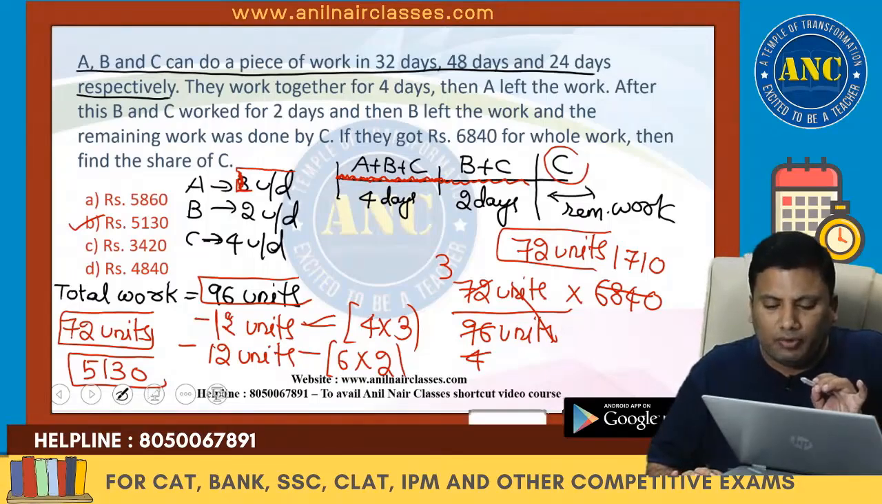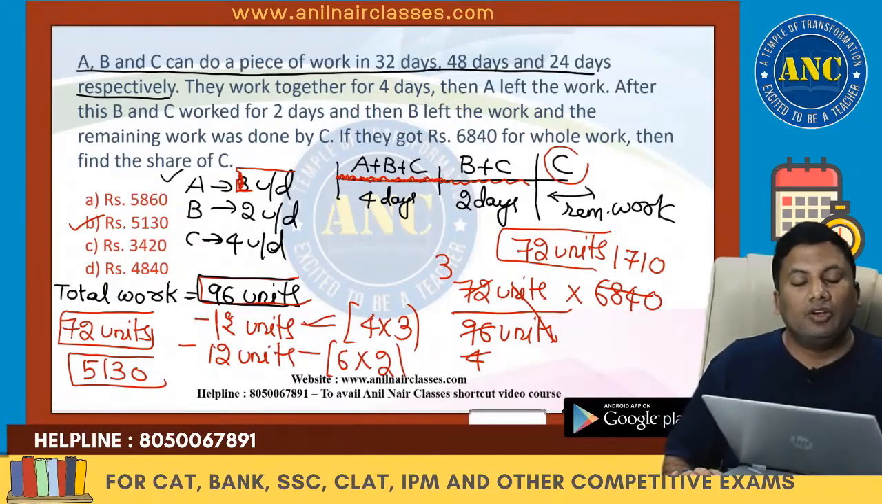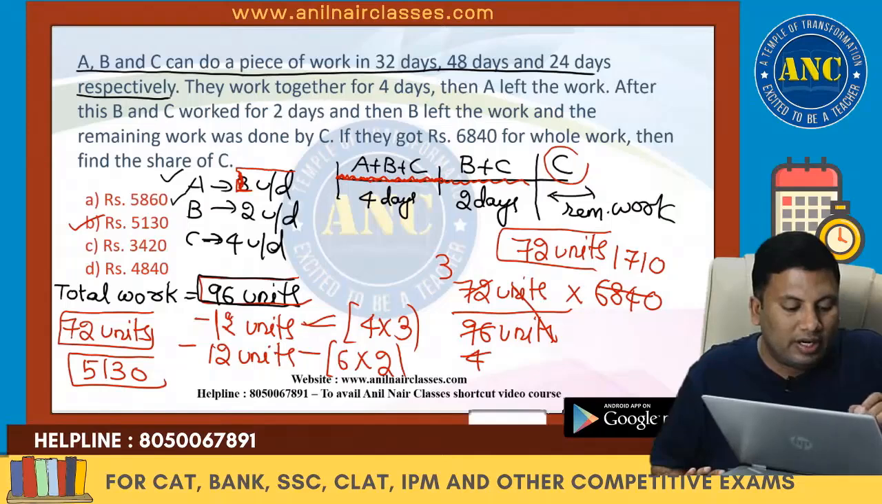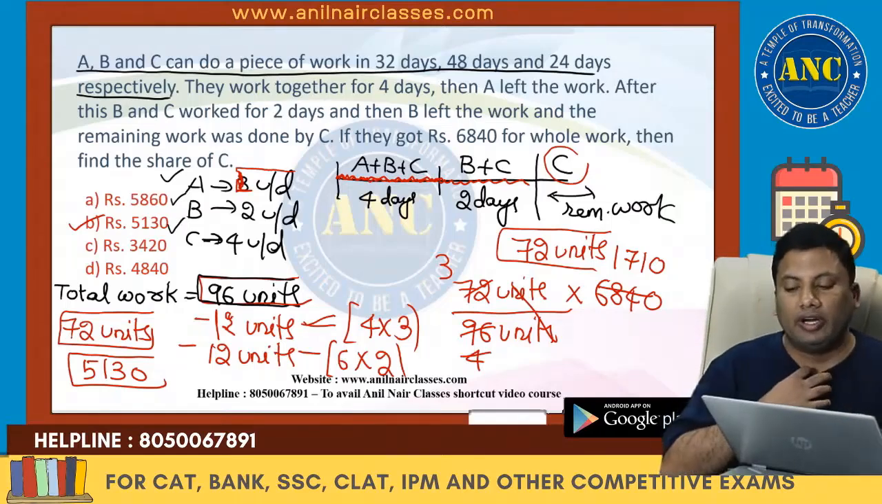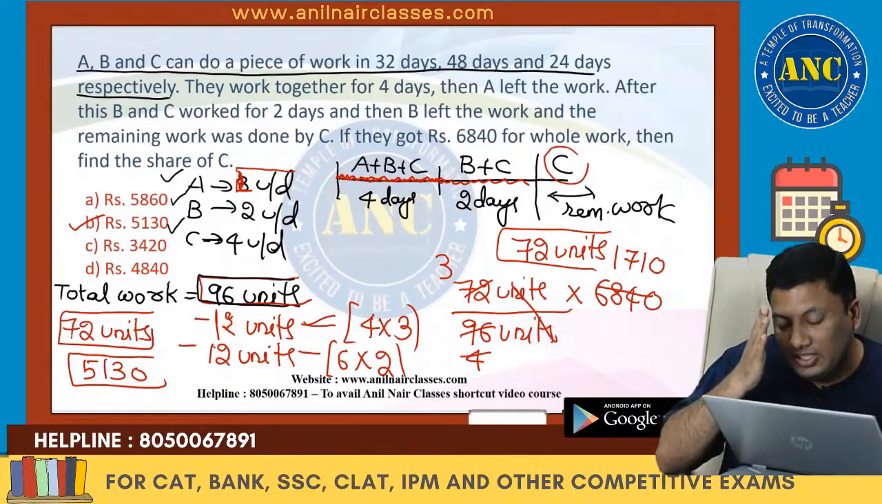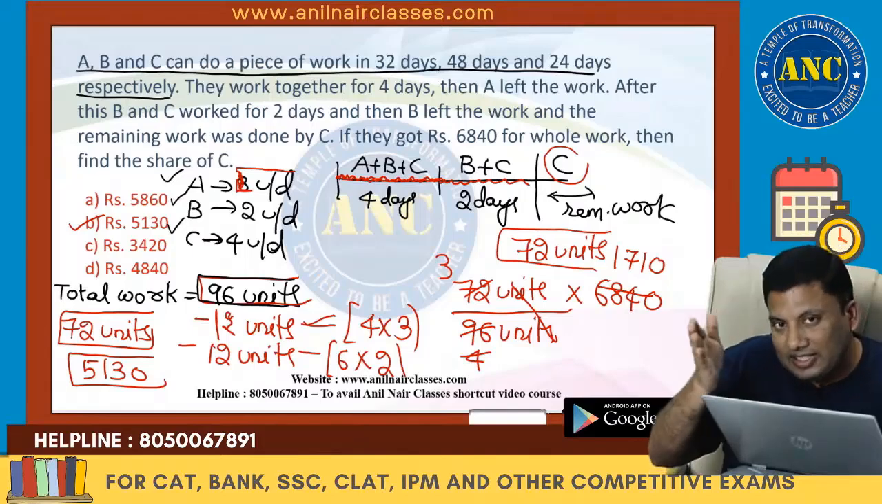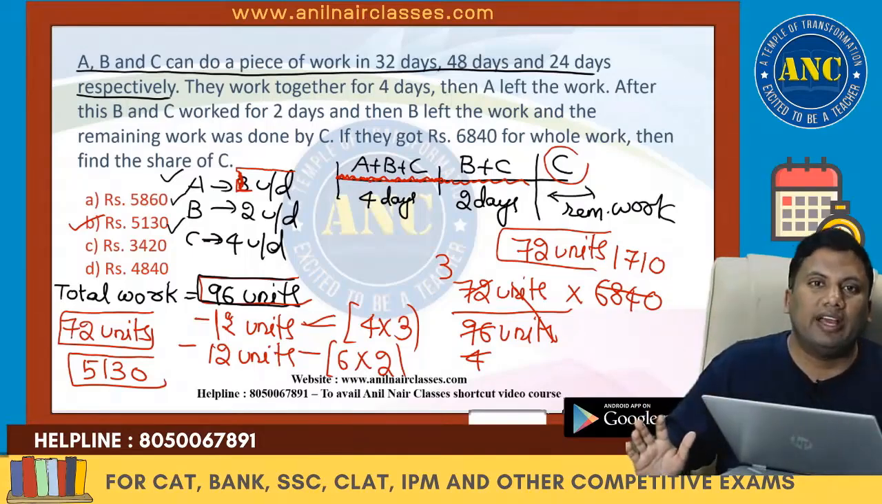LCM of 32, 48 and 24 is nothing but 96 units. A will give 3 units per day, B will give 2 units per day, C will give 4 units per day. First A, B and C started. That means A worked for 4 days. Then A left. Then B and C continued. Then after 2 days, B left.